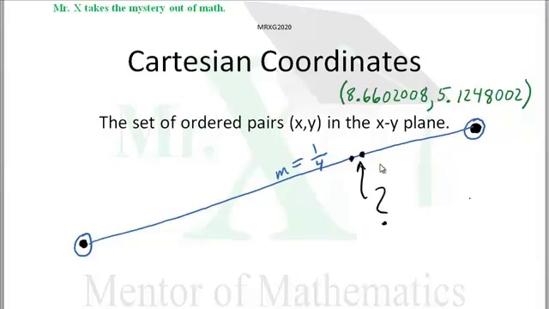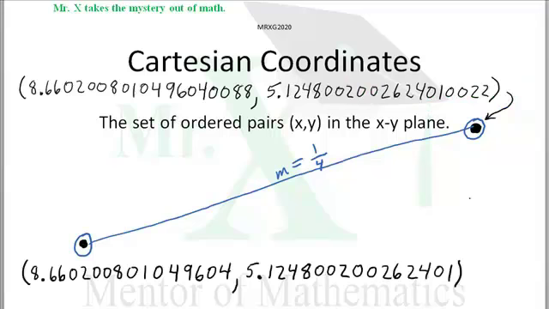So between any 2 points, we can just keep zooming in and zooming in and zooming in as many times as we want, provided we have enough decimal places. At some point, we might get a pair of numbers that look like this. Now, how many points are between this one and this one? There are an infinite number of points between any 2 points.